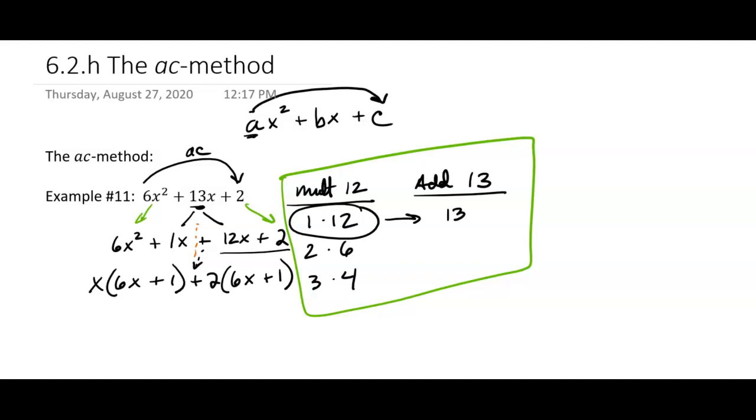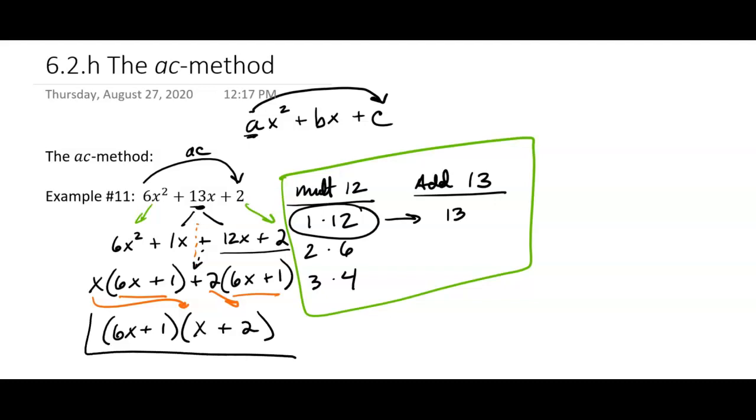Now, in order for your grouping to work, that parenthesis and that parenthesis have to be the same. But they are. Yay. And if you found the numbers, this is going to work, okay? So if it doesn't work, then you've made a mistake somewhere. Either you didn't find the right numbers or you didn't do the grouping right. But it works, so one factor is going to be 6x plus 1. That's the common factor. And then the other factor comes from this part and that part. So it's going to be x plus 2.